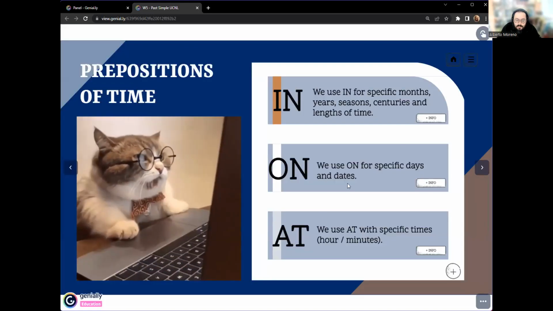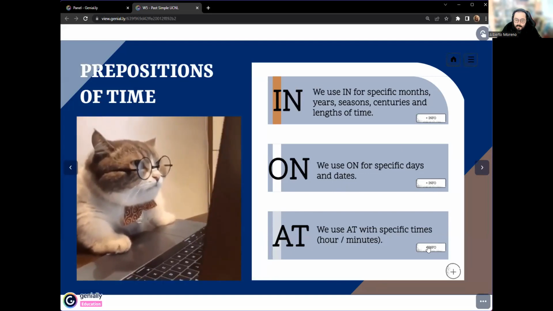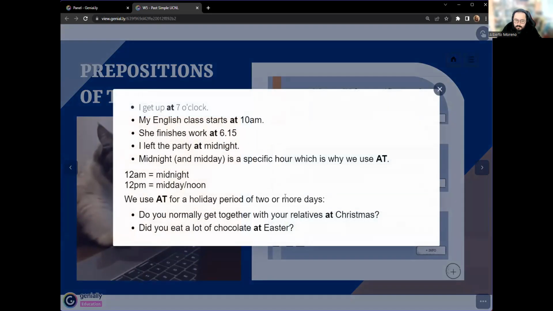¿Ok? Y vamos a utilizar at para hablar de tiempo específico. Muy específico. Por ejemplo, I get up at 7 o'clock. My English class starts at 10 a.m. Yo me levanto a las 7 de la mañana. Mis clases de inglés comienzan a las 10 a.m. Okay.